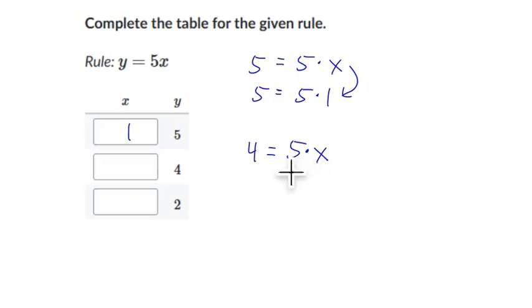So we're going to divide by 5 on both sides. And by both sides, we mean on both sides of the equal sign. And we do that because 5 divided by 5 equals 1. So now we're left with 1x. So we have 4/5 equals x. So when we have an output of 4, the input needs to be 4/5.